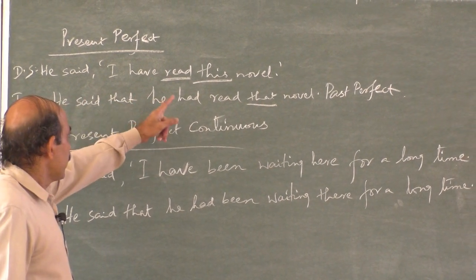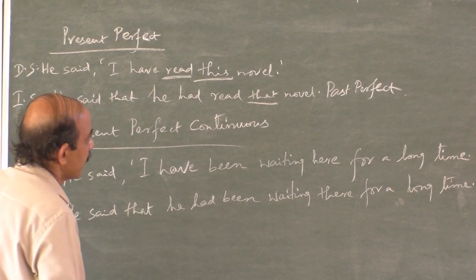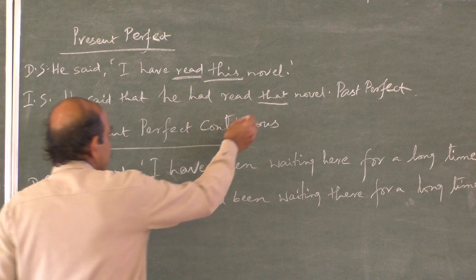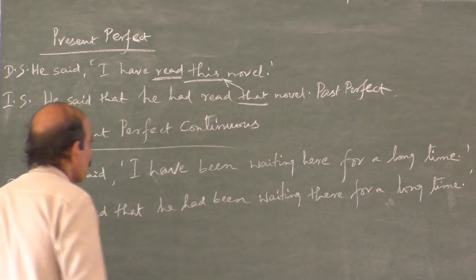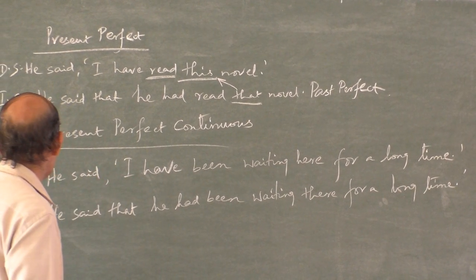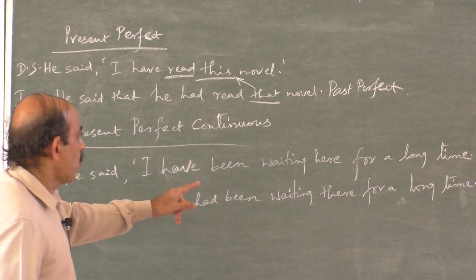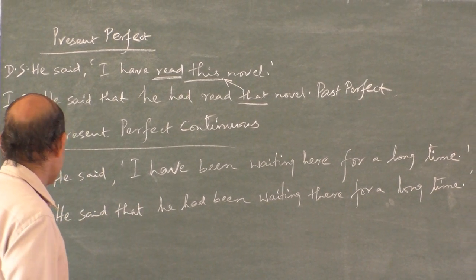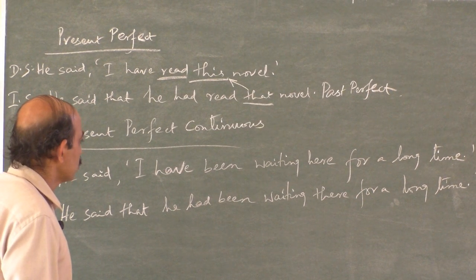He said, "I have read this novel." He said that he had read that novel. So this point is also to be noted. Next, present perfect continuous. He said, "I have been waiting here for a long time." In indirect speech, he said that he had been waiting there for a long time.